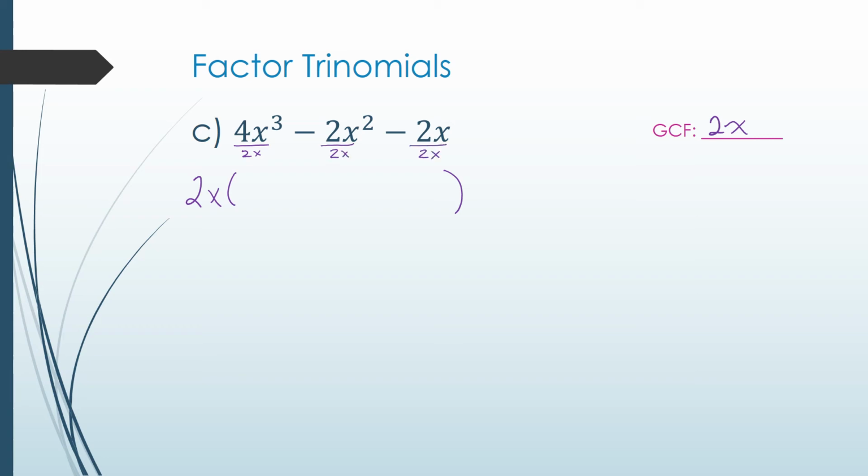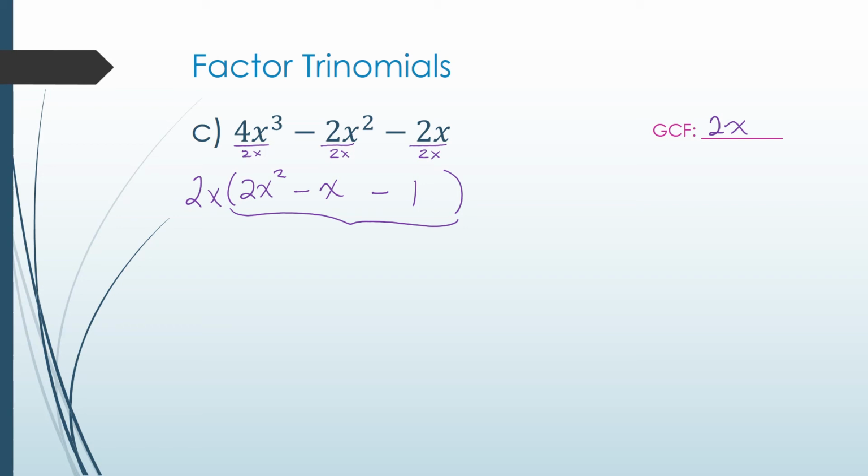So the first term, 4x cubed divided by 2x, leaves you with a 2x squared. Negative 2x squared divided by 2x leaves you with a negative 1x, or x. And negative 2x divided by 2x leaves you with a negative 1. So we have factored, but notice we still have three terms to deal with. So we're going to focus all our energy inside there.